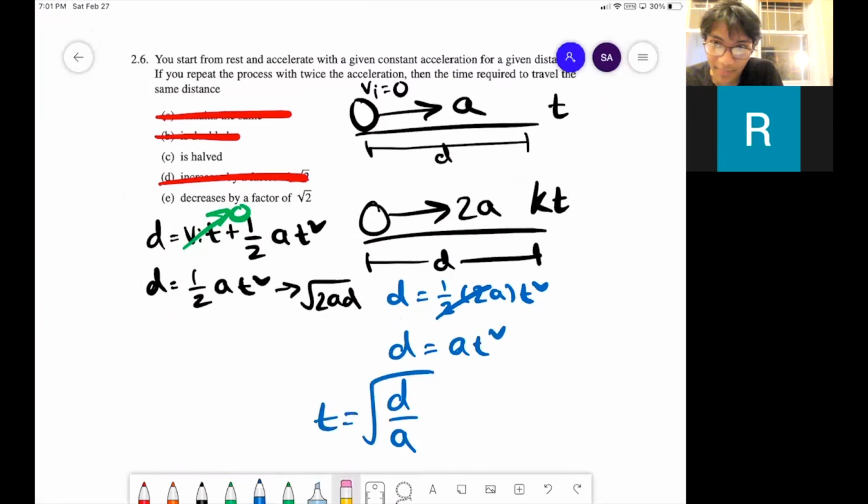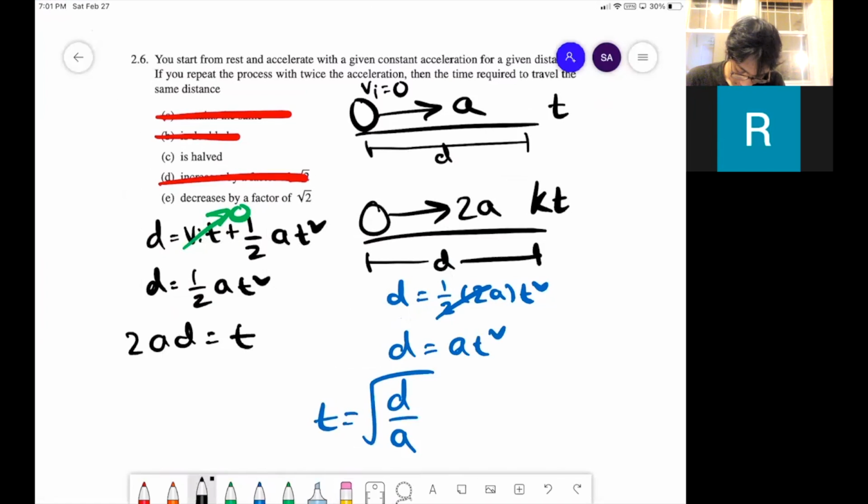Here I made a little typo. I'm sure you noticed. The time is not root 2ad. Instead, I have 2d over a. Whoops, I have 2d over a, I should say. 2d over a, root that, and I'm going to get my time.